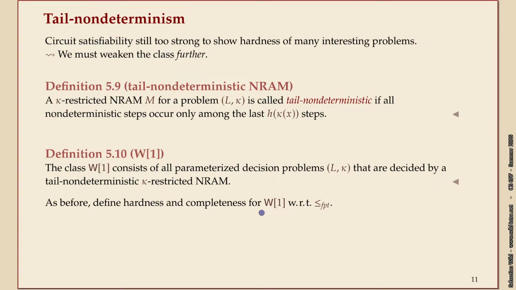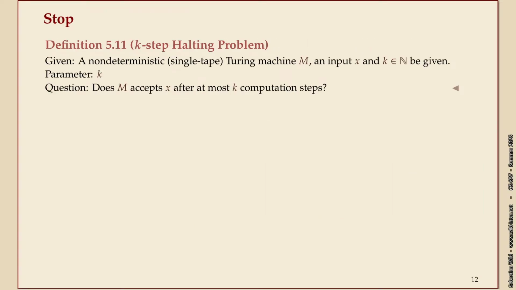Hardness and completeness, just as before. A problem is W1-hard if every problem in W1 can be FPT-reduced to it. And completeness adds that it has to be in W1. Now, how can we get to a complete problem this time? And it turns out this is maybe a more natural complete problem than the one before, which is also why we can do the full proof. So that's the problem. It's called the k-step halting problem.